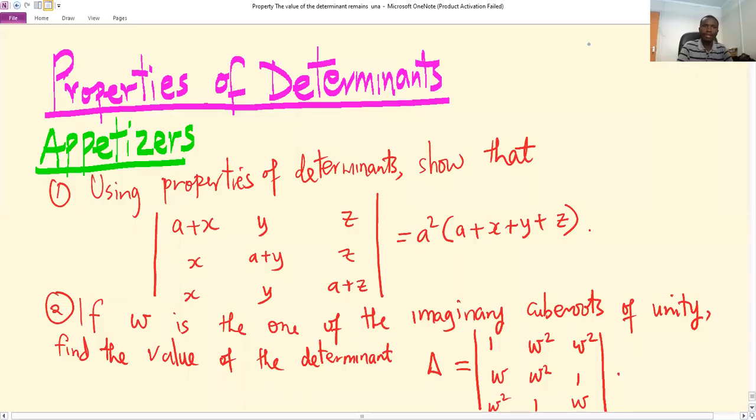Welcome to this session. In this session, we are going to solve these two problems on applications of properties of determinants.